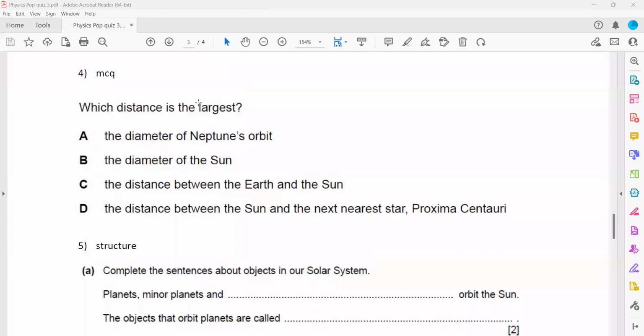In the fourth question, which distance is the largest? When we compare the distances here: the diameter of Neptune, the diameter of the sun, the distance between the sun and the earth, which is about 1 astronomical unit. But the distance between the sun and the next nearest star, Proxima Centauri, the closest star to the sun, is about 4.3 light years away. So D is the largest distance.